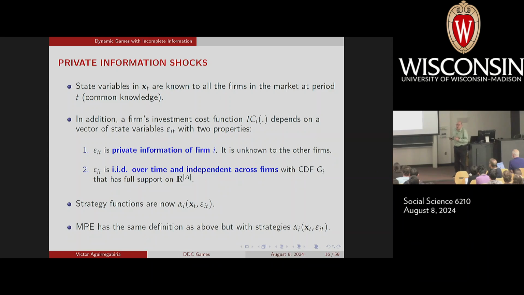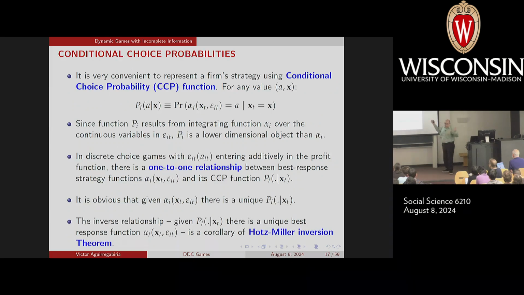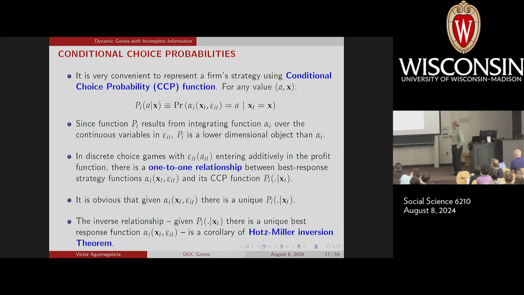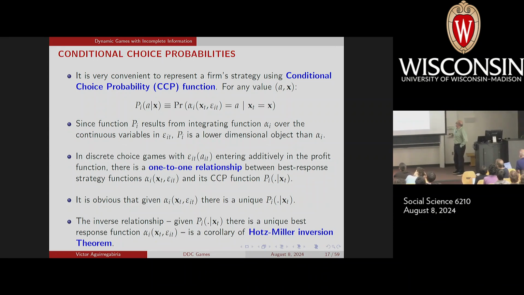We are going to represent now a Markov perfect equilibrium, not in terms of the strategy functions alpha that depend on X and epsilon, but in terms of integrated versions of the strategy function alpha that are integrated over the distribution of epsilon, okay? And that's what we call conditional choice probabilities, okay? It's just Pi of A given X, the probability that player I, according to the strategy alpha, chooses alternative A, given that the vector of common knowledge state variables is equal to X, okay?